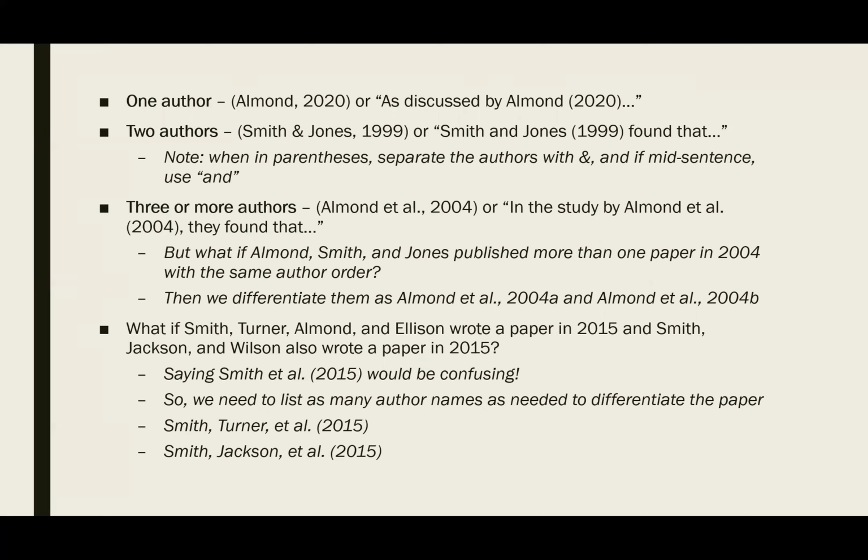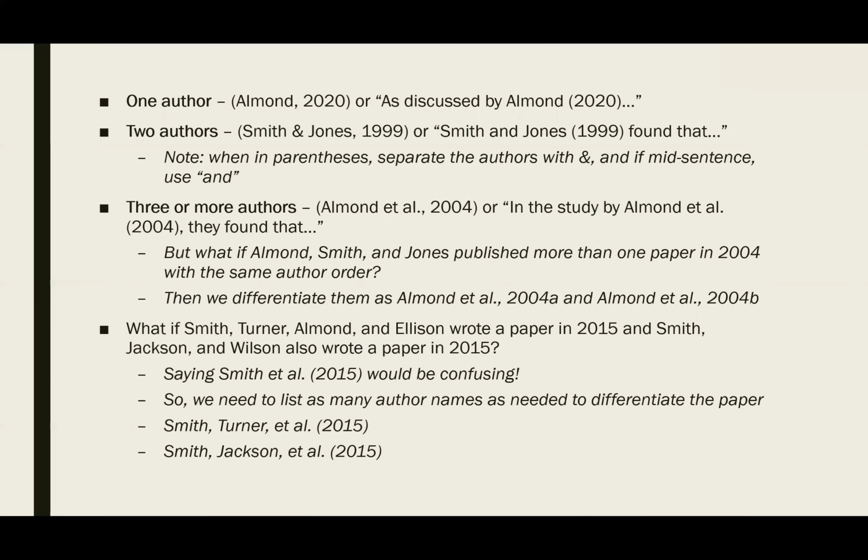But what if Almond, Smith, and Jones published more than one paper in 2004 with the same author order? Then it gets a bit confusing. So then we differentiate them as Almond et al. 2004A and Almond et al. 2004B. And then you also have to bring those A's and B's down into your actual reference section at the end of your paper too.